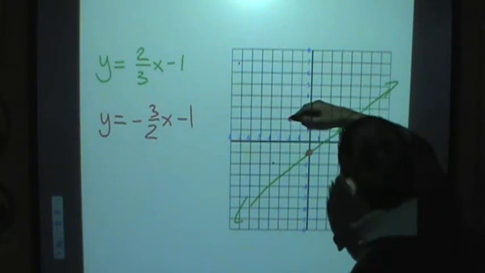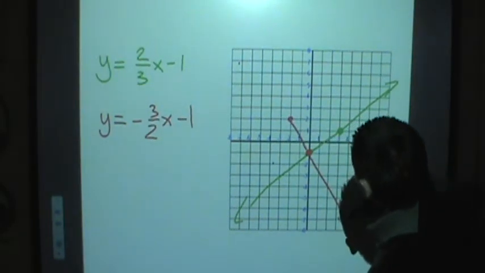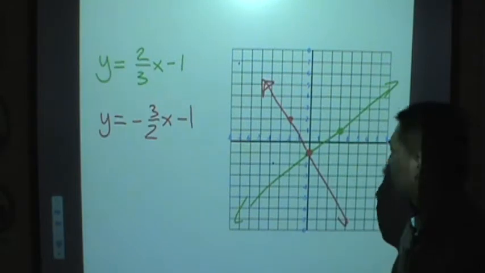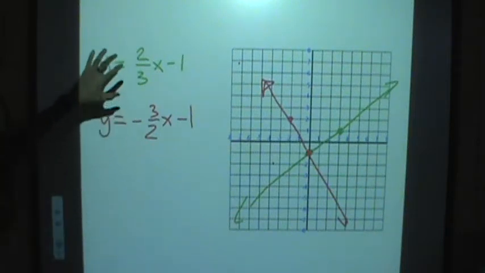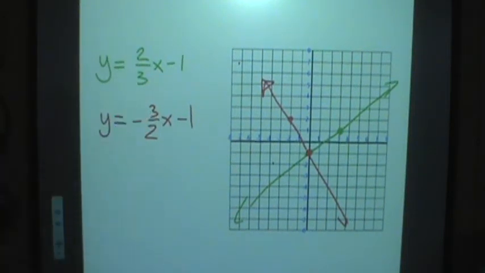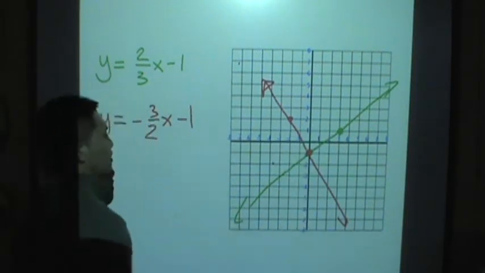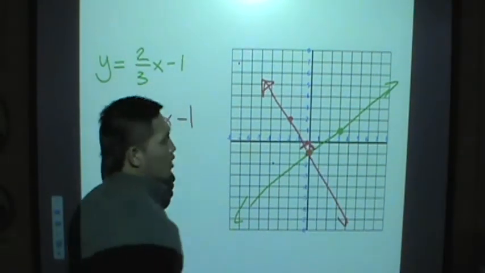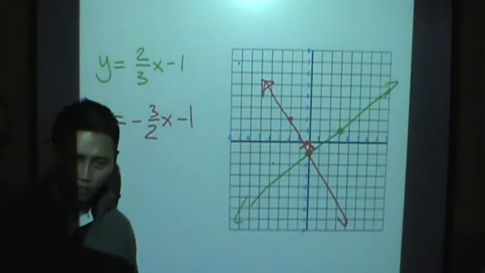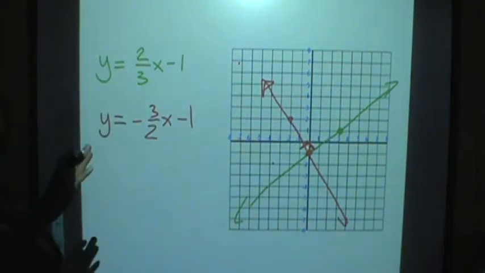Now, I want you to pay attention to the two lines. What can you say about those two lines, given the equations and given the slopes? Okay, my observation is these two lines, they intersect, and at the same time they form a right angle. Now, we call two lines that intersect forming right angles perpendicular lines.